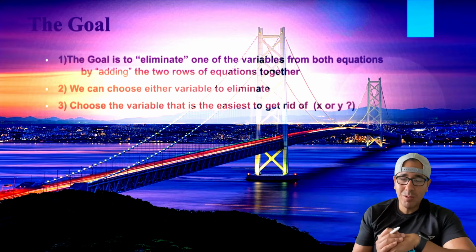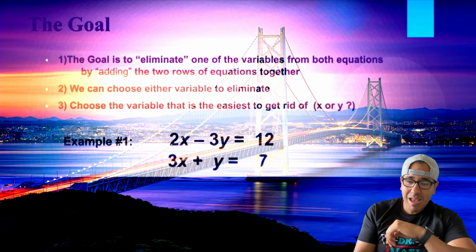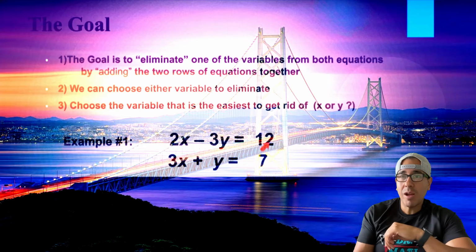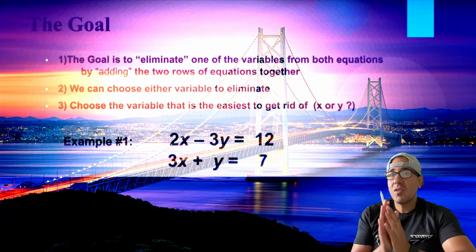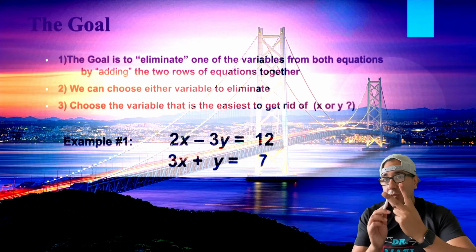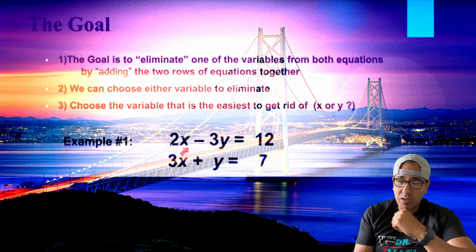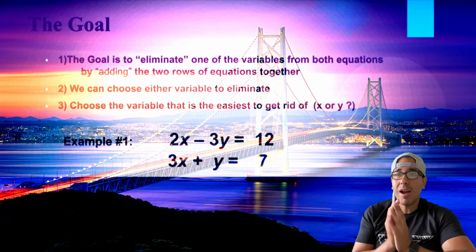All right, so go ahead and copy down this example number 1. So we have 2x minus 3y equals 12. And our second equation, we have 3x plus y equals 7. So there's our system. You have 2 equations, and you have 2 variables, an x and a y.